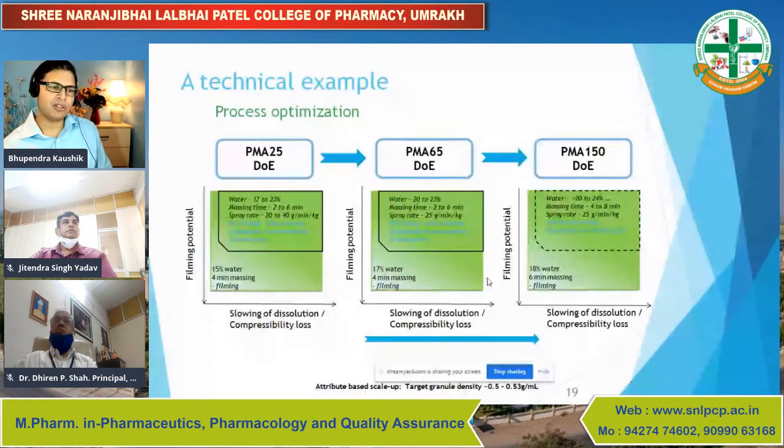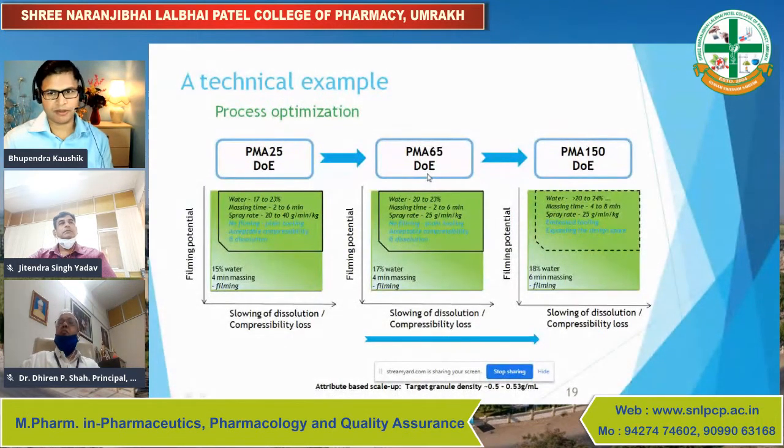Okay, the amount of variability that may come is just, there are things that you would only see when you actually experience it. What I have here is a PMA 25, which is a smaller scale granulator, moving to a medium sized granulator, PMA 65, and then moving to a PMA 150, which is a larger granulator. When I say larger and smaller, it simply means a smaller batch here, a medium sized batch here, and a larger batch here. Okay.